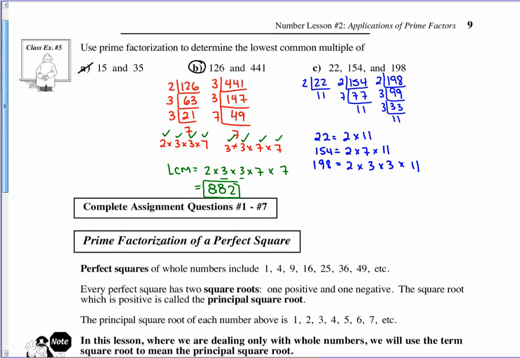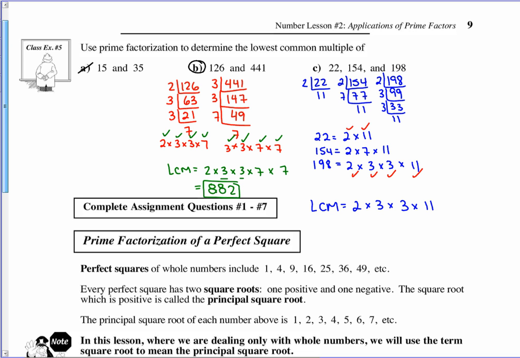Okay, so we're going to find the lowest common multiple. Where would I start? Pick the longest string and write it out. The longest string is 198: 2 times 3 times 3 times 11. So now we've included those. Those are good. So let's start at 22. Is 2 and 11 there? Yes, we're good.